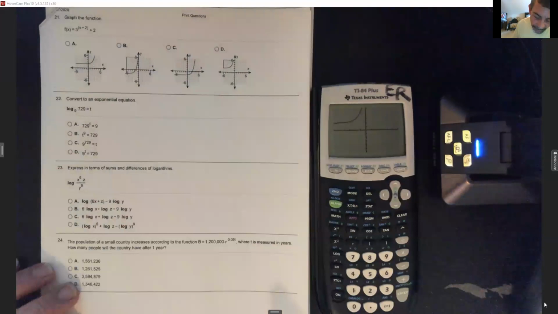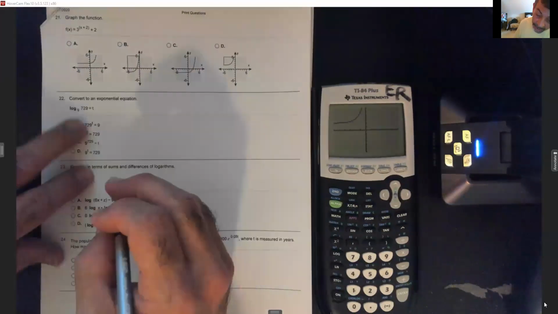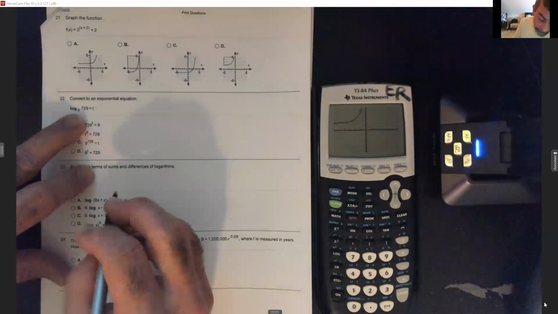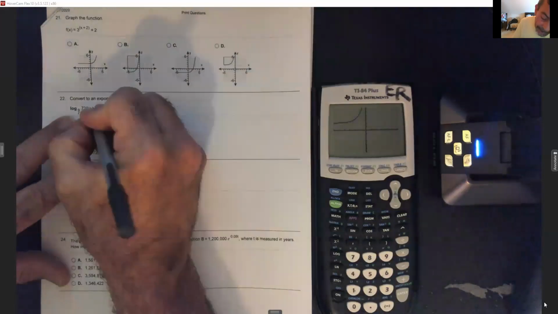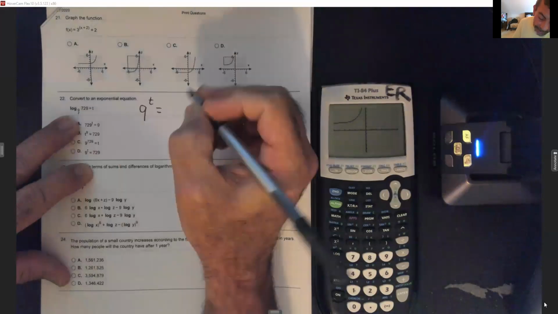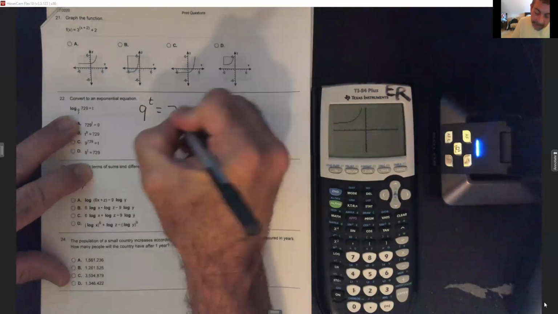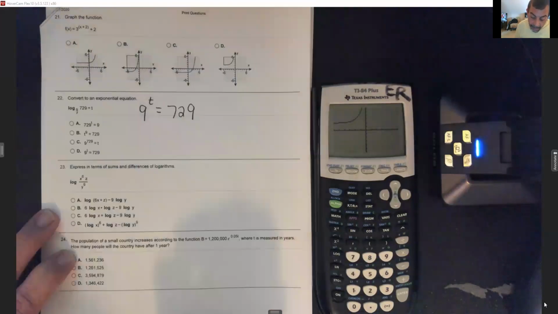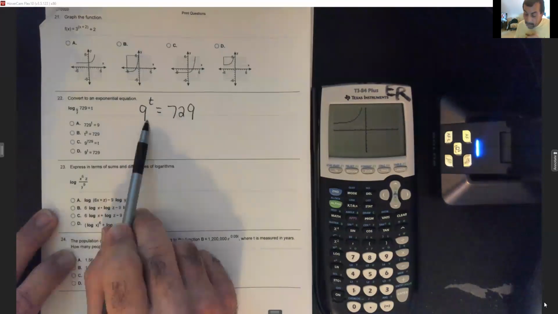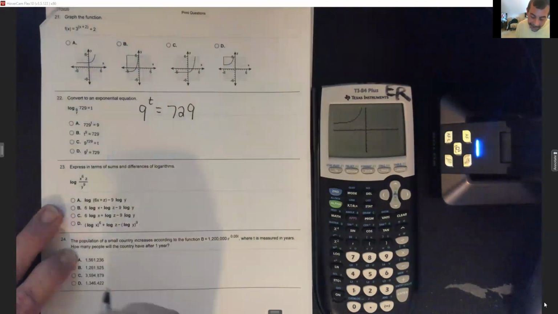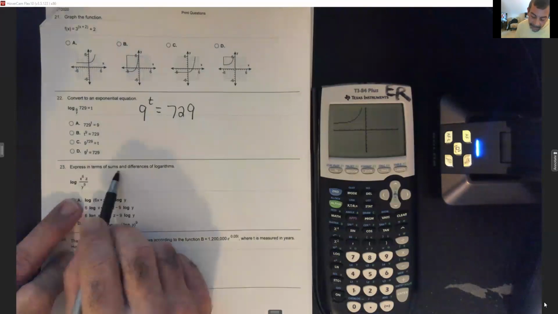All right, 22, convert to exponential. So we're going to get rid of that log. The base is 9. The exponent is the t, and 9 to the t equals 729, which looks like D. So either that's a 9 or a G. Either way it works.